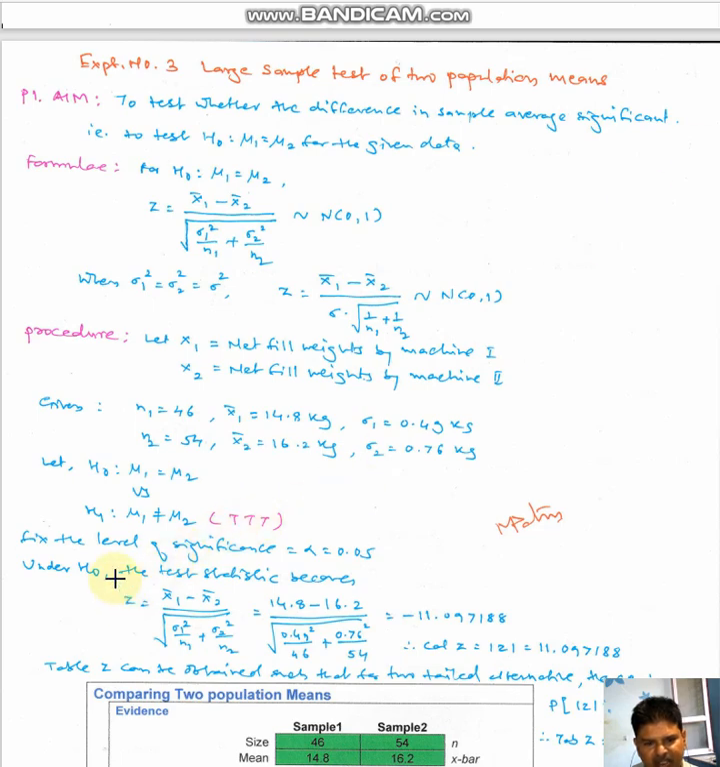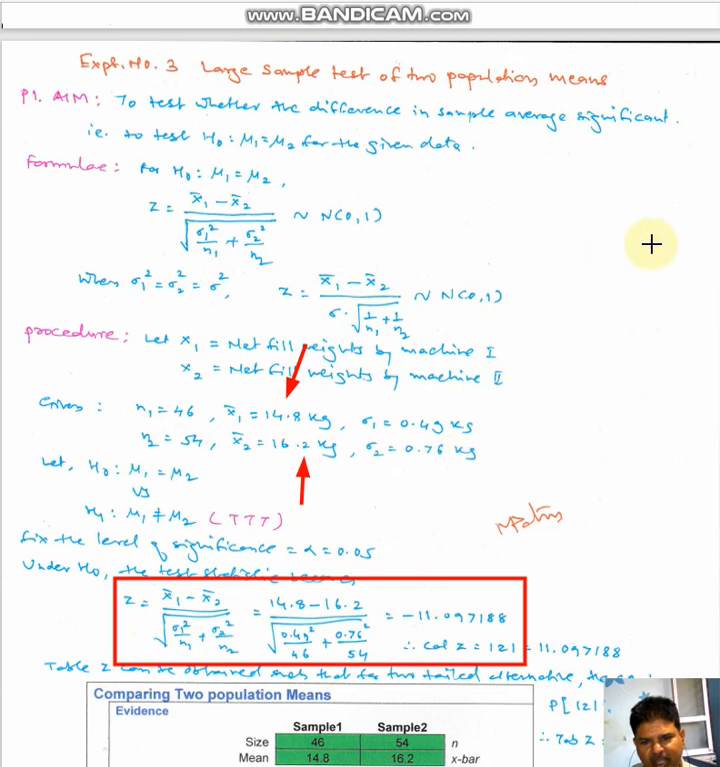So that means Z is equal to x bar 1 and x bar 2. If you put all the values in this case, what are we getting? x bar 1 is 14.8. See, the x bar 1 value is 14.8. And x bar 2 is 16.2. And what about sigma 1? Sigma 1 is this 0.49. Sigma 2 is this 0.76.